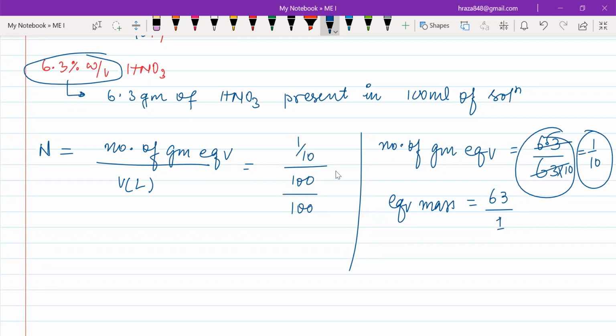So we can easily convert it into liter. As you can see, this is what you will get, 1 by 10 upon 1 by 10, which will be cancelled with each other, and you will get 1. This is what you have got.